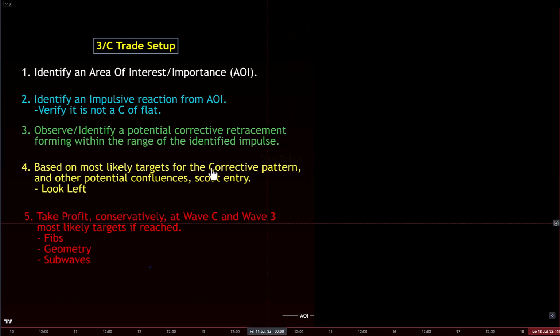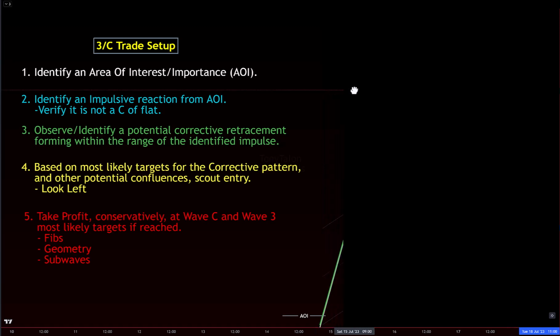So we have an area of interest. Number 1, check mark. Number 2, identify an impulsive reaction from that area of interest. Verify it's not a sea of flat. So we're going to slide this little shadow over here to the right. So right now, off this area of interest, we have a swift move away from it.